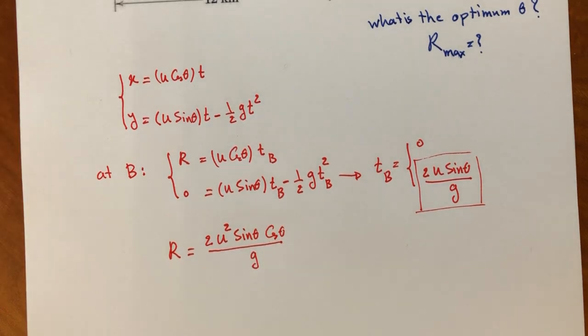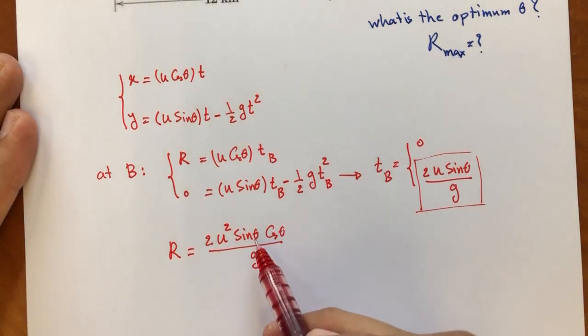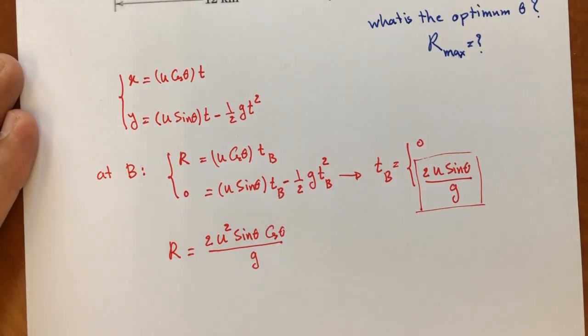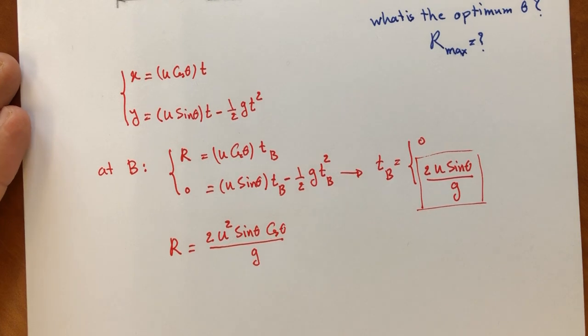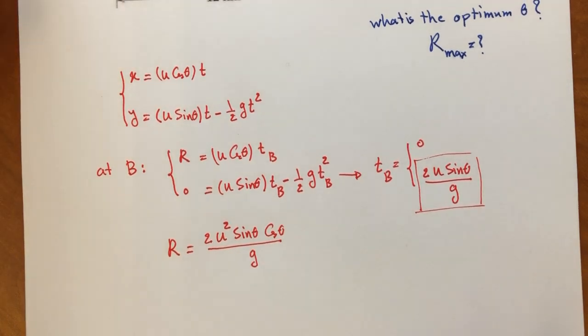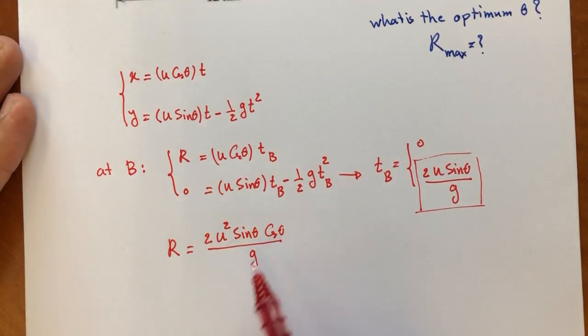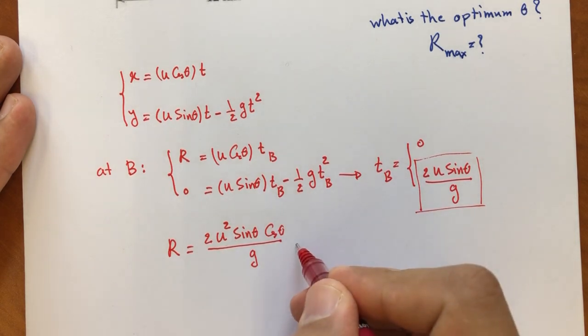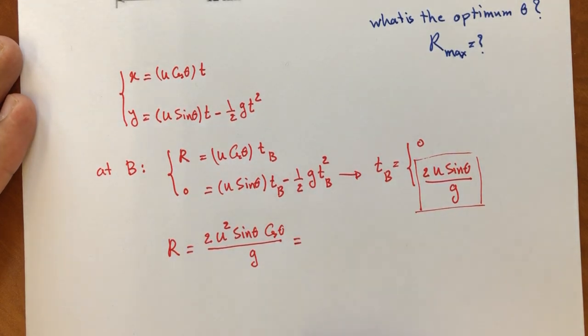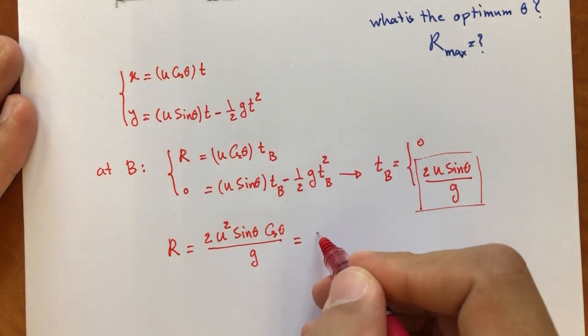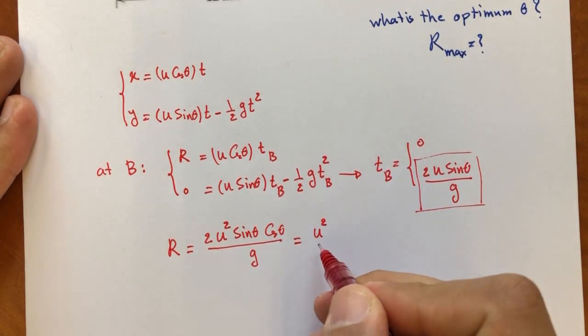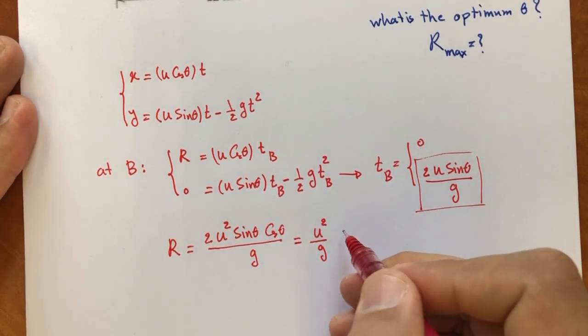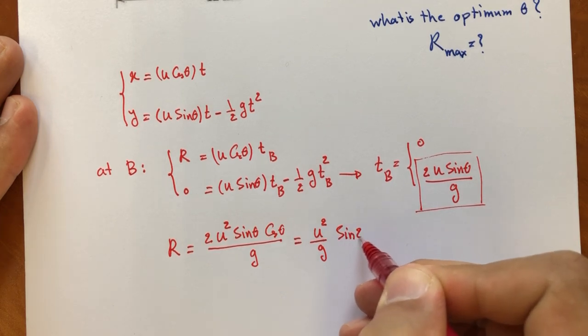Now, let's go back to the original question. The question is, at what theta is r going to be maximum? There are different ways to find that optimum theta. One way, probably the easiest one, is this. From trigonometry, you probably remember, 2 times sine of theta times cosine of theta is equal to sine of 2 theta. So this is going to be equal to u squared divided by g times sine of 2 theta.